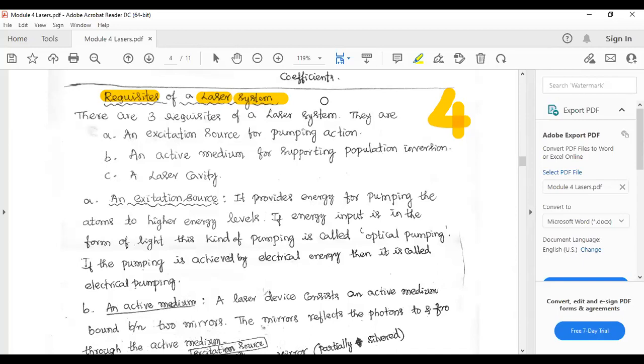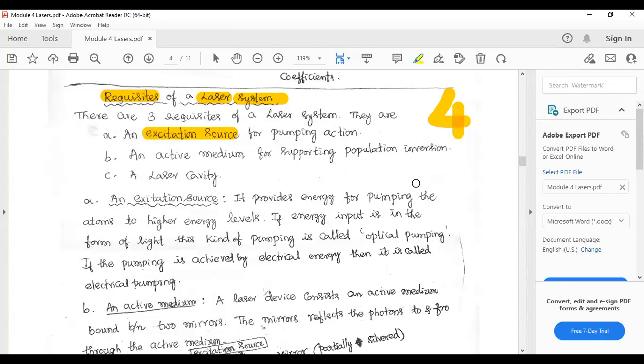There are three important components of a laser. The first component is the excitation source. Excitation source is nothing but a source which makes the atoms in the ground state move to the excited level. That is the meaning of excitation source, and that is very much required.